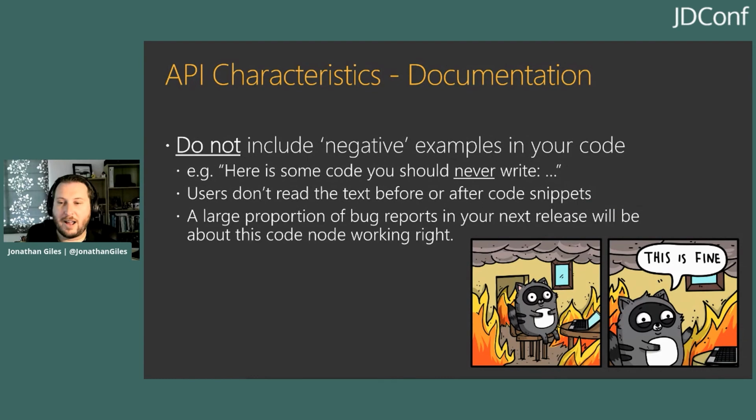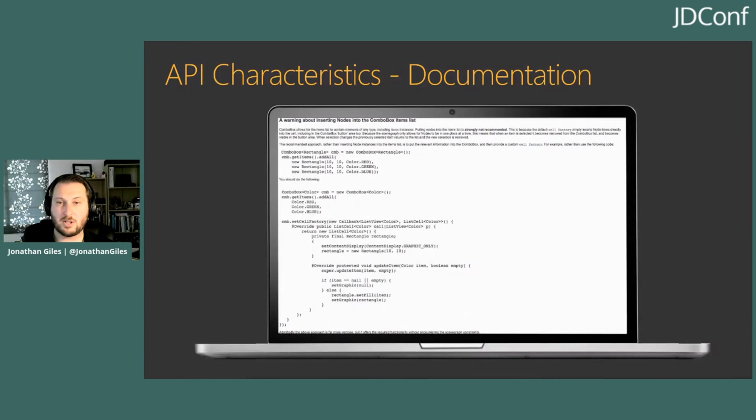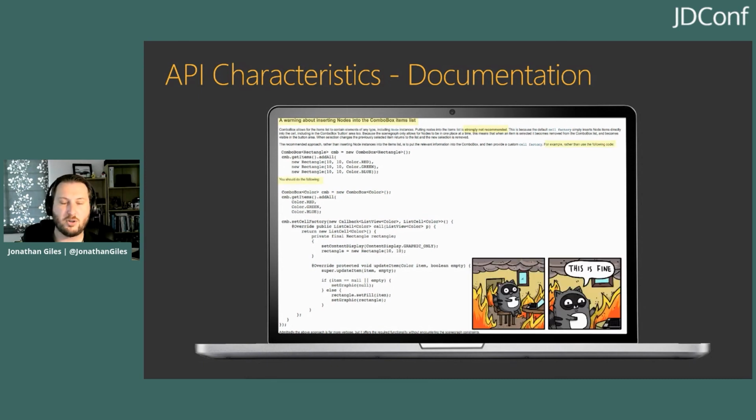Just briefly, back when I was working on the JDK itself: don't include negative examples in your code. Those are examples that say don't do this, because what we've got these days is a generation of Stack Overflow users who just find the first snippet of code and copy and paste it, and then they'll file bug reports on you. So just a very brief example, I wrote this JavaDoc a long time ago with a warning about inserting nodes into the combo box under the list. This is strongly not recommended. Rather than the following code, you should do the following.